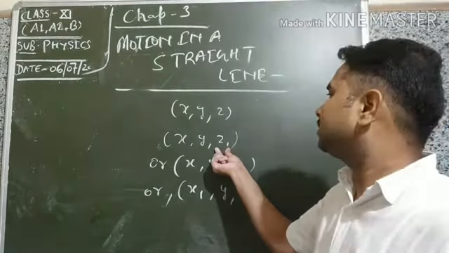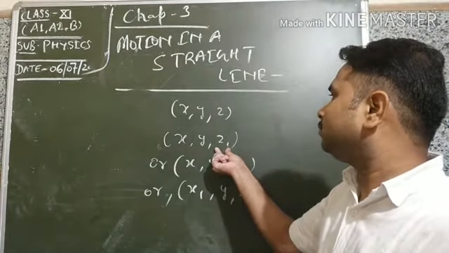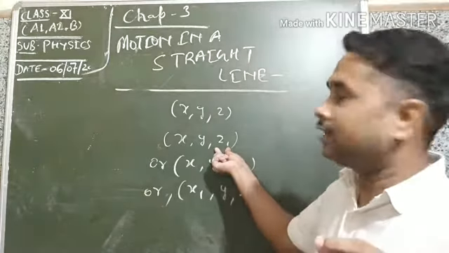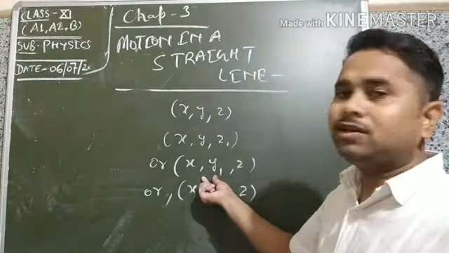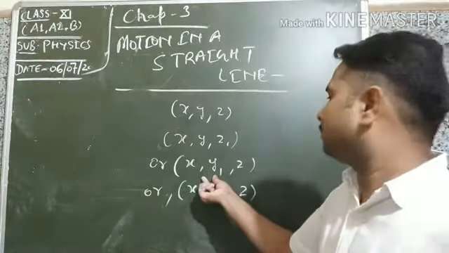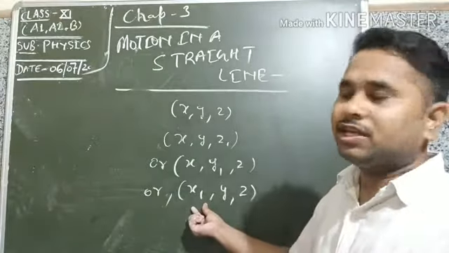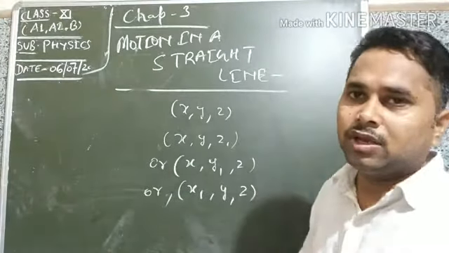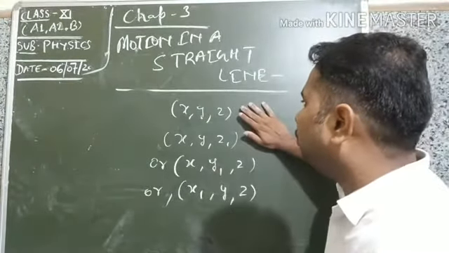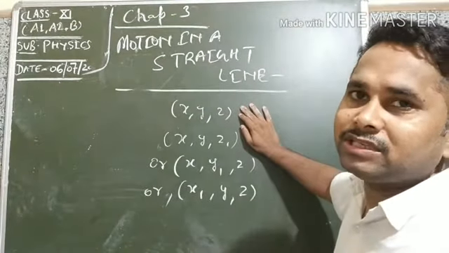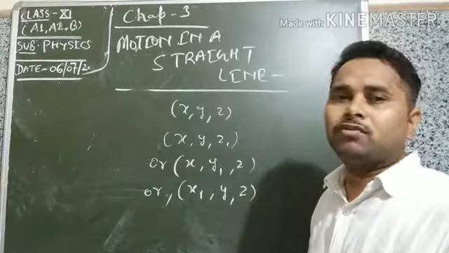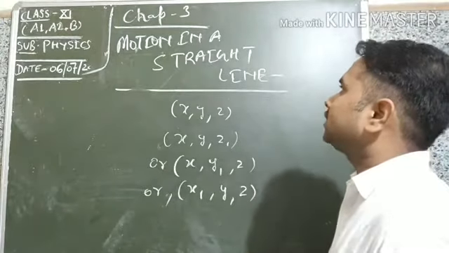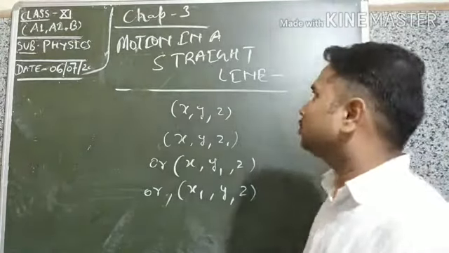One dimension means the position has changed along the z axis only. For this one, the change is along the y axis only, and for this one, the change is along the x axis only. So if the position of the object changes along only one direction, along only one axis, then the motion is said to be rectilinear motion or straight line motion.